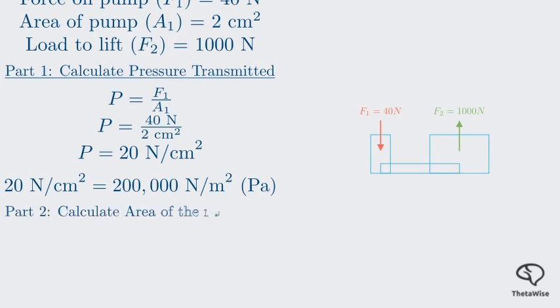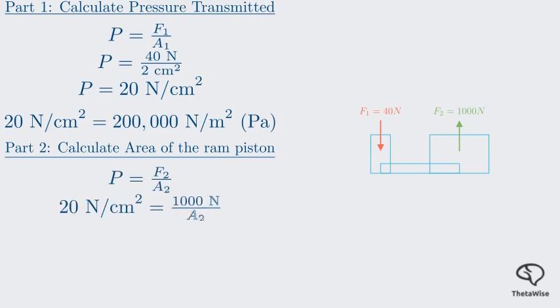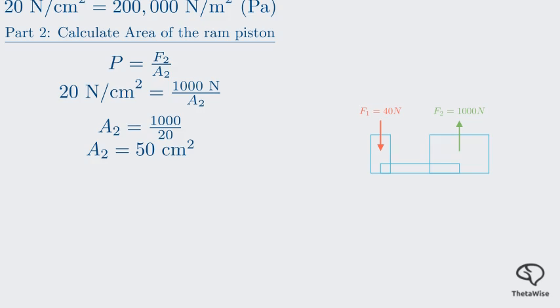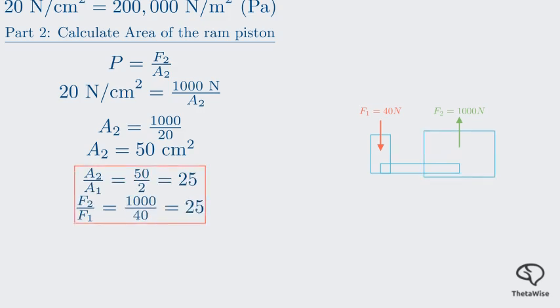Now, since Pascal's principle tells us this pressure is constant, we can find the area needed for the larger ram piston to lift the 1,000 newton load. We set the pressure, 20, equal to the output force of 1,000 divided by the unknown area, A2. Rearranging the equation, A2 equals 1,000 divided by 20. The result is 50 square centimeters. So, by using a piston that is 25 times larger, we were able to lift a weight that was 25 times heavier than the force we put in.